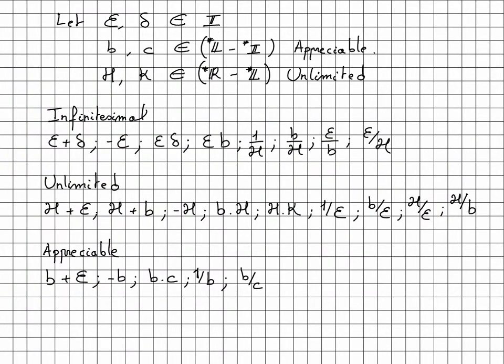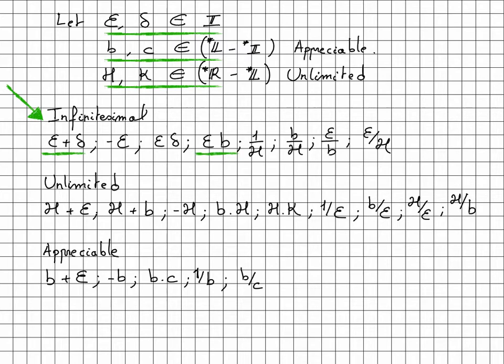Let us define epsilon and delta two infinitesimals, b and c two appreciable numbers, and h and k two unlimited numbers. Then all the following operations give an infinitesimal number. For example, the sum of two infinitesimals or an infinitesimal times an appreciable number.